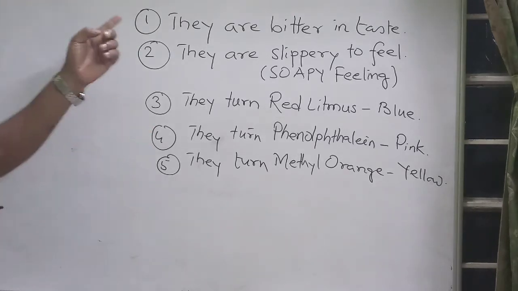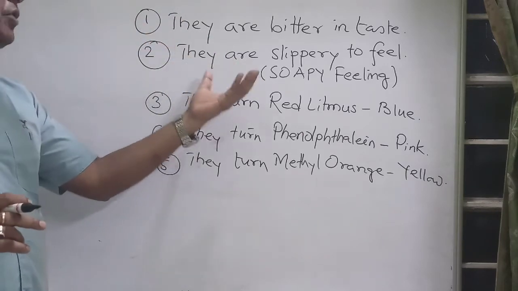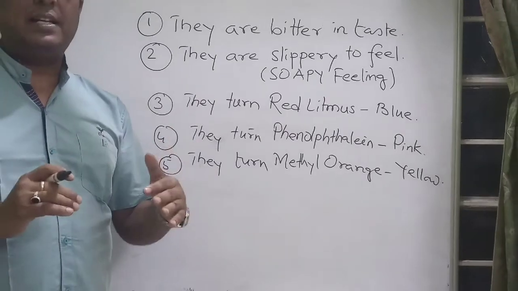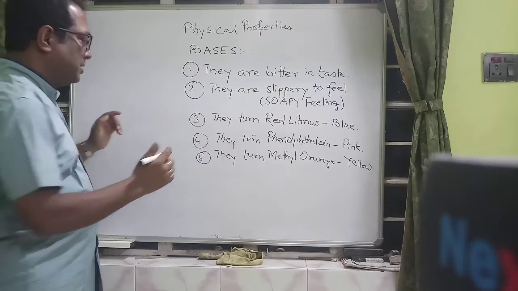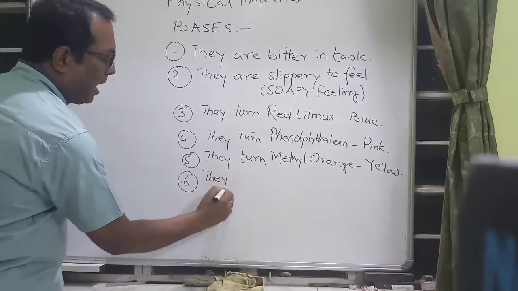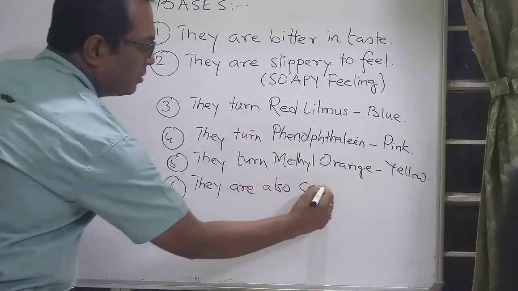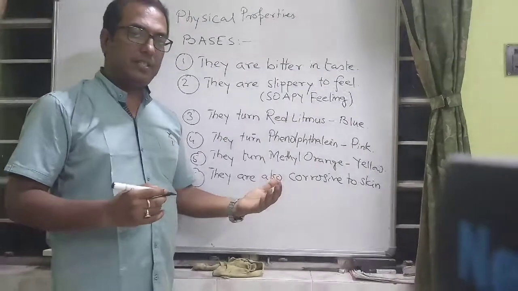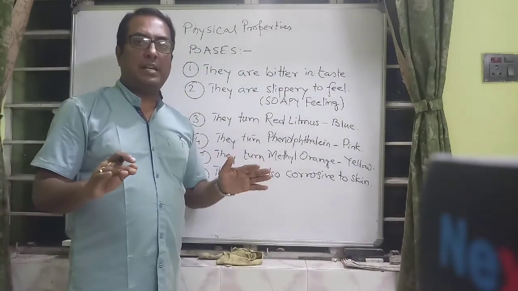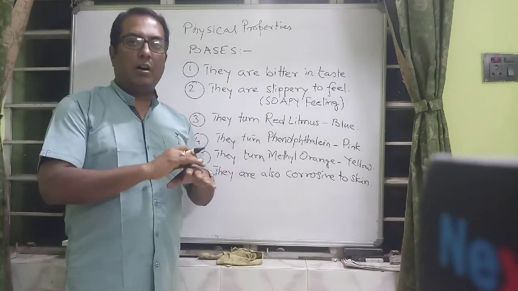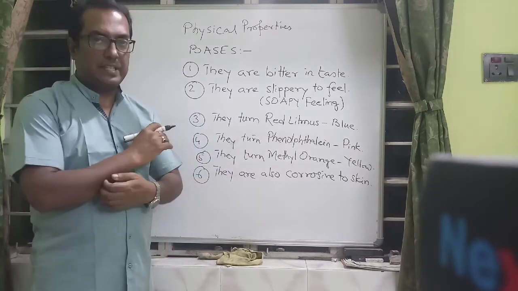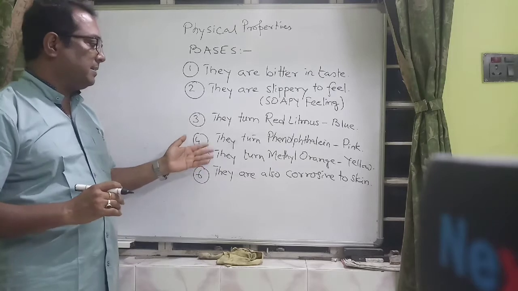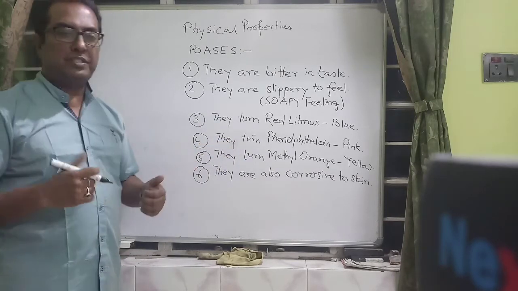So the first thing is that they are bitter in taste, they are slippery to feel, or you can say soapy feeling. Why soapy feeling? Because the oils present on our skin react with alkalis to produce soap. And remember number 6, they are also corrosive, C-O-R-R-O-S-I-V-E, corrosive to skin. Those which are very strong alkalis react with the oils, remove the oils from the skin, and that brings corrosion, a lesion, or sometimes some red marks on the skin. So they turn red litmus blue, phenolphthalein pink, methyl orange yellow, and they are also corrosive to the skin.